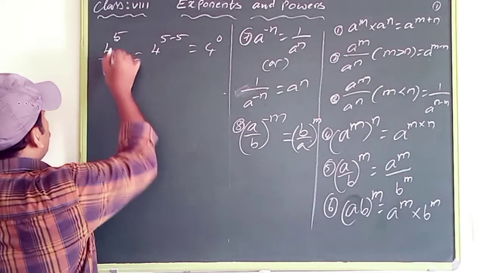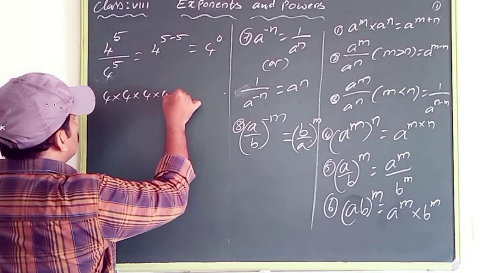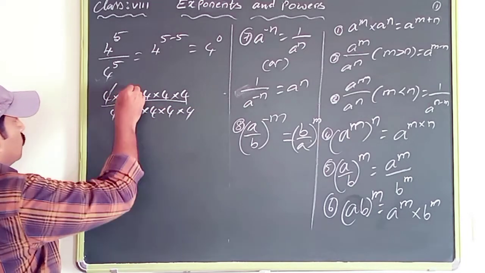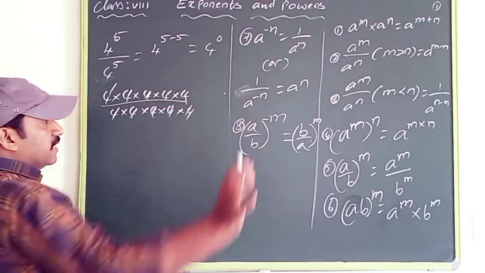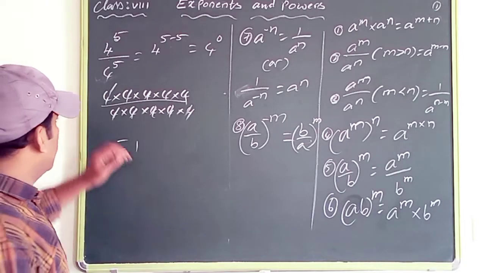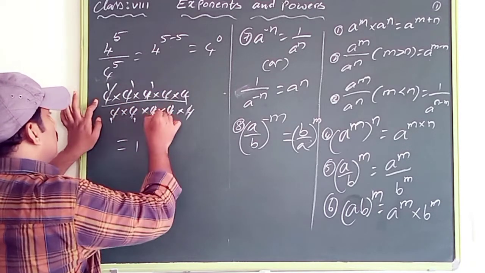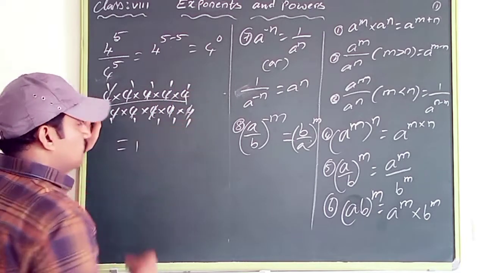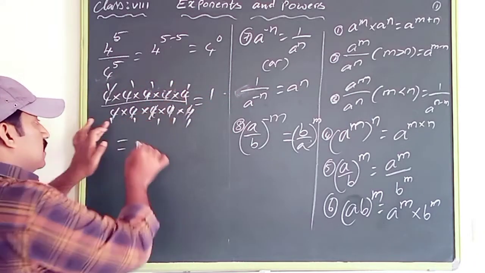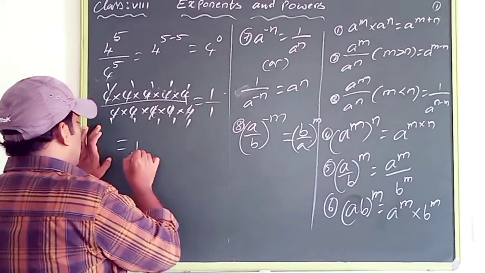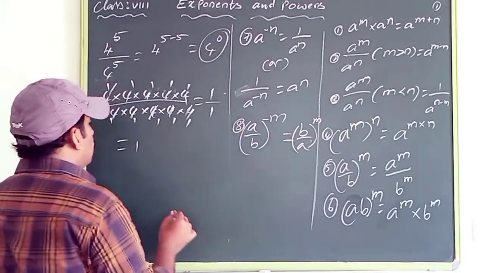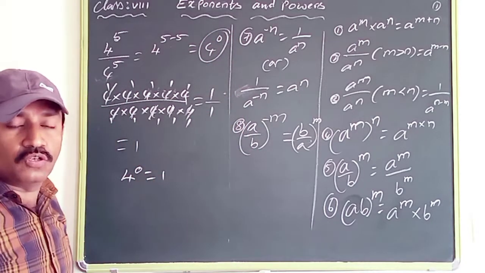But what is the answer for 4 power 5 by 4 power 5? Let's see. 4 power 5 in the numerator, you write 4 five times. The denominator also you can write 4 five times. 4, 4, 4, 4, 4 cancel. All are cancelled. That means the answer is not 0, it is 1. Because 1 ones are 1, 1 ones are 1, finally 1. In the same way in the denominator also, 1 divided by 1, the answer is 1, but not 0, when we cancel. Okay, then what did you understand about this? 4 to the power of 0, you got 1.